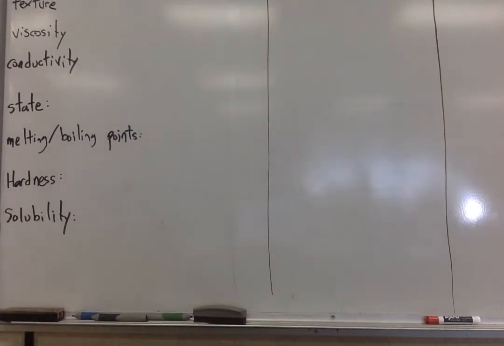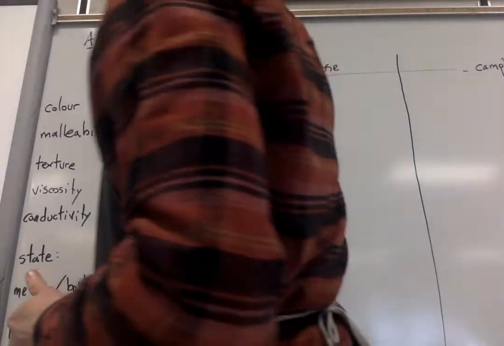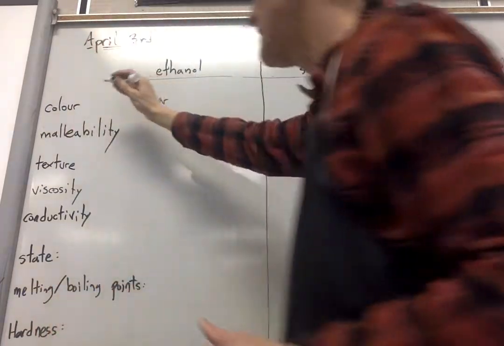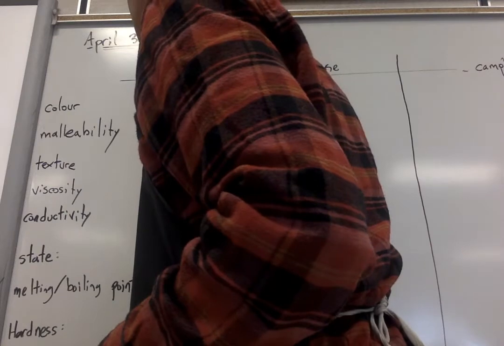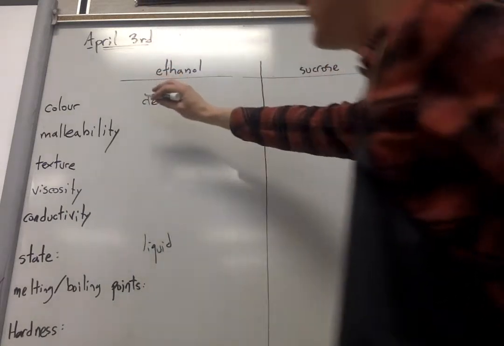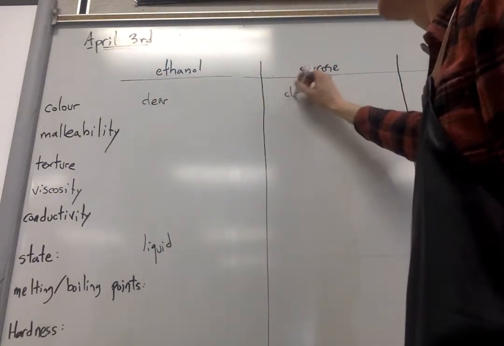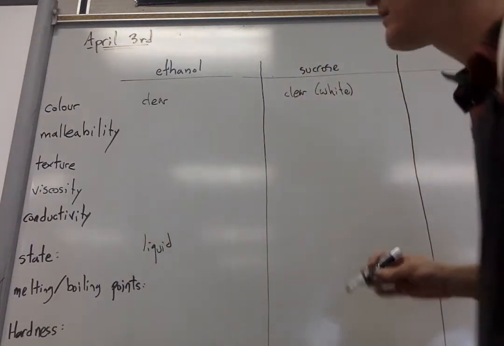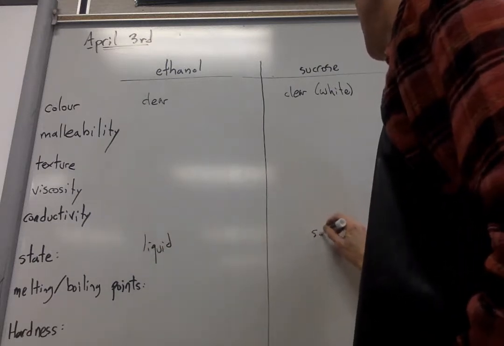Figure out where we're at. Ethanol. Obviously, you saw that was a clear liquid. Well, you saw it was clear as its color, and its state was liquid. Sucrose, clear, or you could say white, and its state is solid.